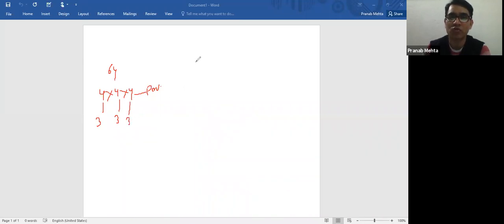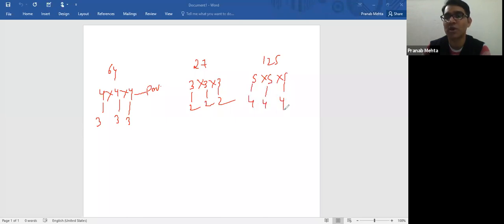Now I want 27 small cubes. So 27 means 3 into 3 into 3. So 2 cuts on length, 2 cuts on breadth, 2 cuts on height. I'm talking about 125 small cubes. 125 small cubes means 5 into 5 into 5. So I'll give 4 cuts on length, 4 cuts on breadth and 4 cuts on height. So these are cuts and these are parts. Is this part clear with all of you?